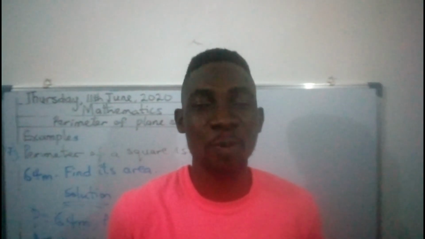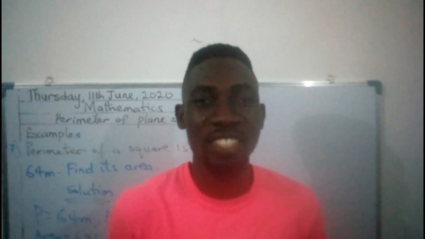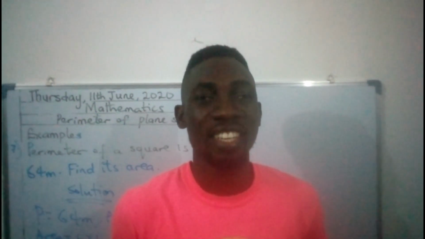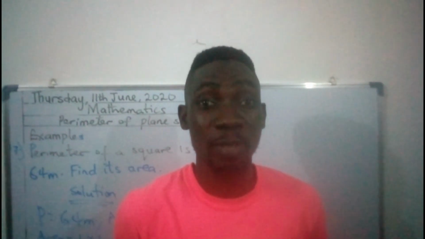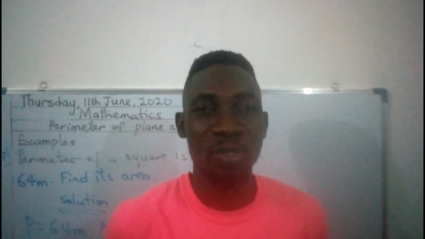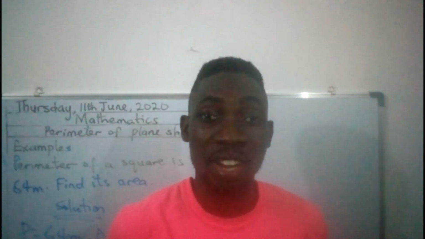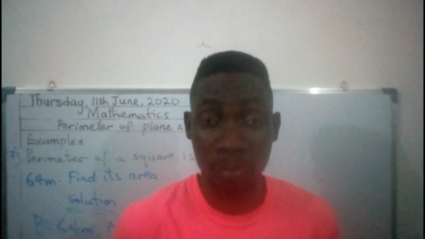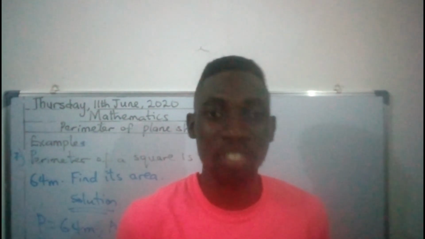Okay, Sardonyx pupils, we have come to the end of this morning's class. I really believe you will understand this topic. Like I said, we have considered perimeter of plane shapes today, and we have as well looked at the relationship between area and perimeter. Take your time to go through the examples. We have lots of them, about 7 examples. Study each of them and watch the video for explanation.